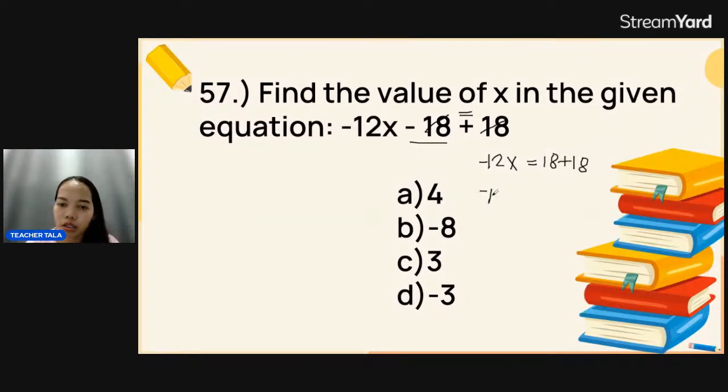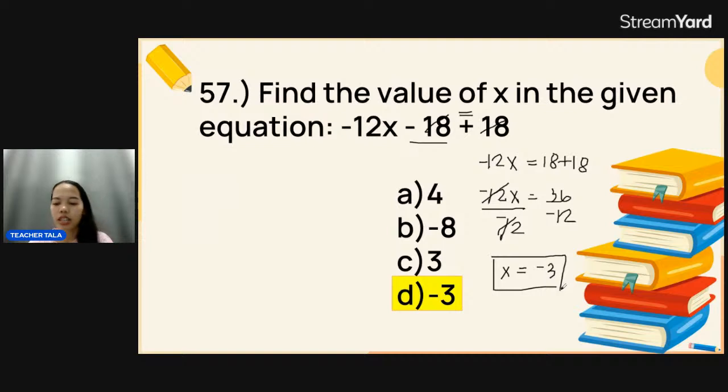So negative 12x is equal to 36 divided by negative 12. So x is equal to 36 divided by 12 is 3, right? Now, opposite sign, positive divided by negative, take the negative sign. So the answer is letter D, negative 3.